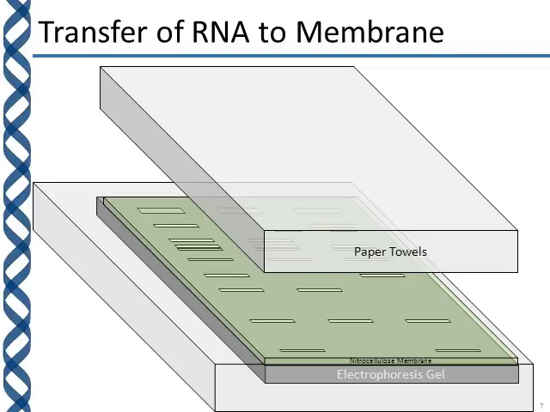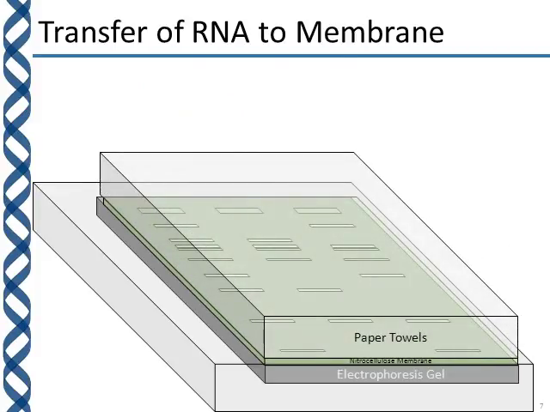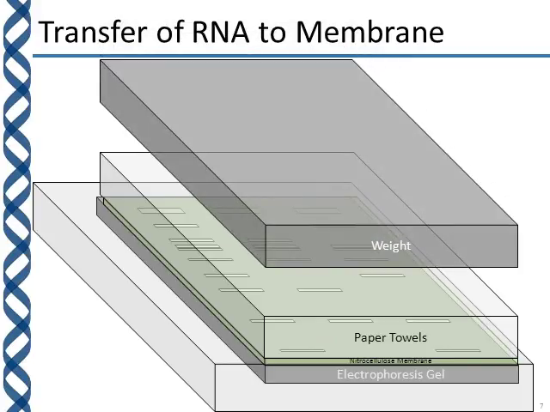Then paper towel is added to the nitrocellulose membrane. While this is shown as paper towels, in actual practice this is generally filter paper. Again, this is placed on top of the nitrocellulose membrane. Then a weight is added to the paper towel to ensure complete contact between the nitrocellulose membrane and the electrophoresis gel, and a firm contact with the filter paper to make sure that a good seal is achieved.